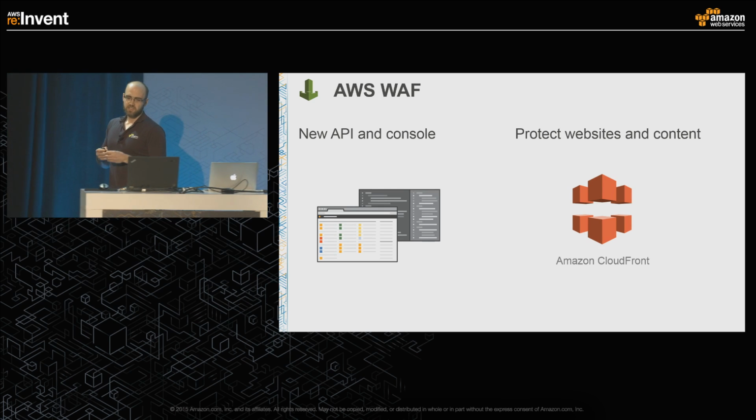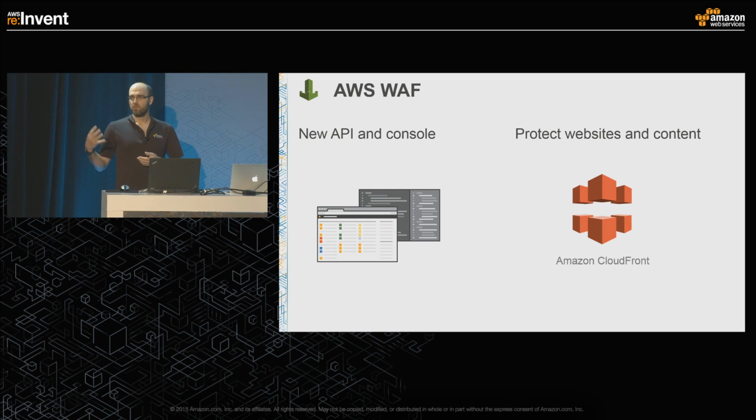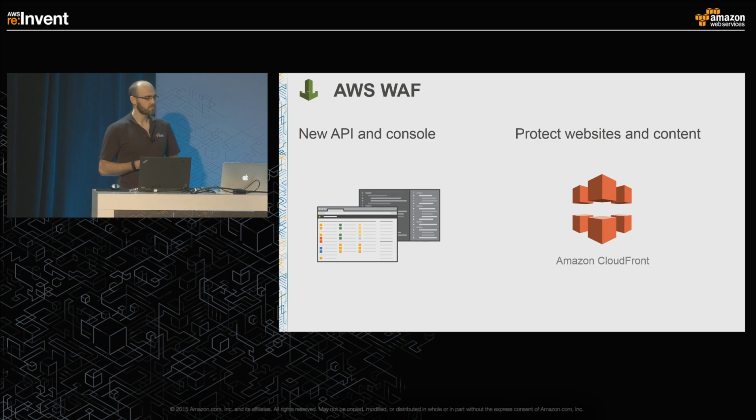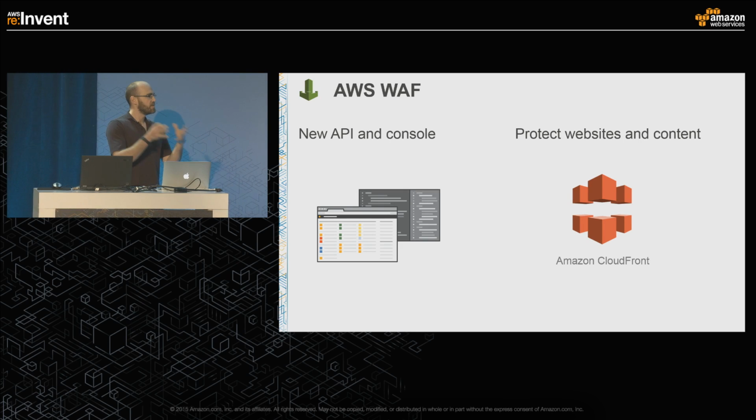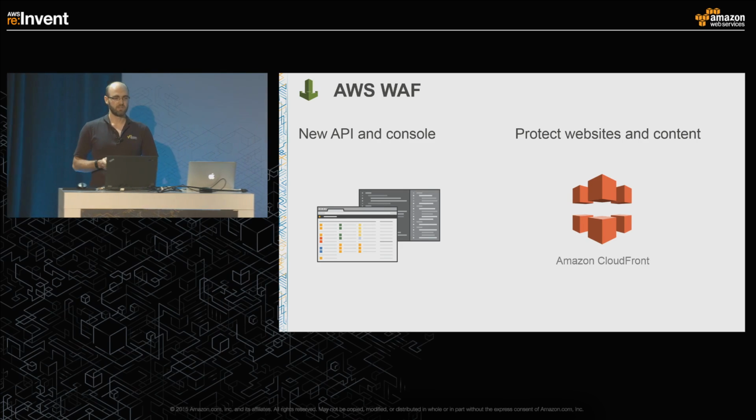AWS WAF launches as a new API endpoint and a new portion in the AWS Management Console that gives you access to configure your rules and monitor activities. And you can associate those rules with your CloudFront distributions.